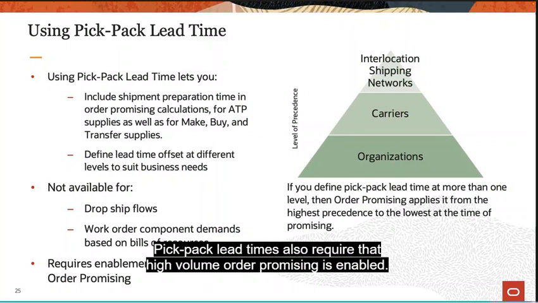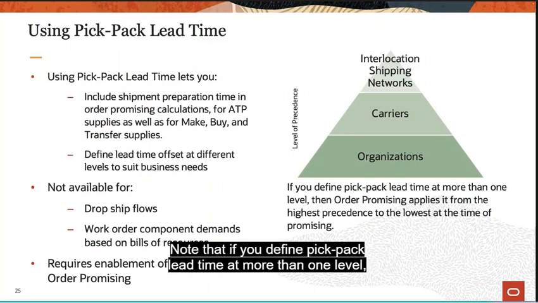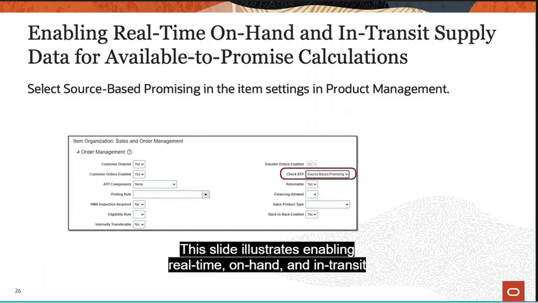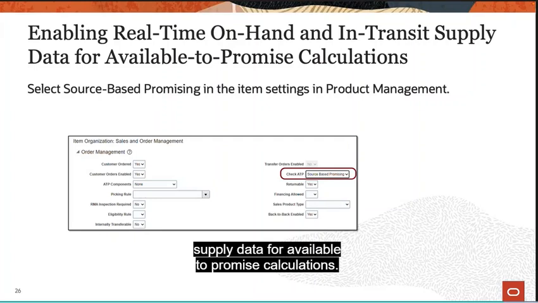Note that if you define pick-pack lead time at more than one level, order promising applies it during promising based on precedence, starting with the highest level and working down to the lowest. This slide illustrates enabling real-time on-hand and in-transit supply data for available-to-promise calculations. To configure this functionality, perform the following.